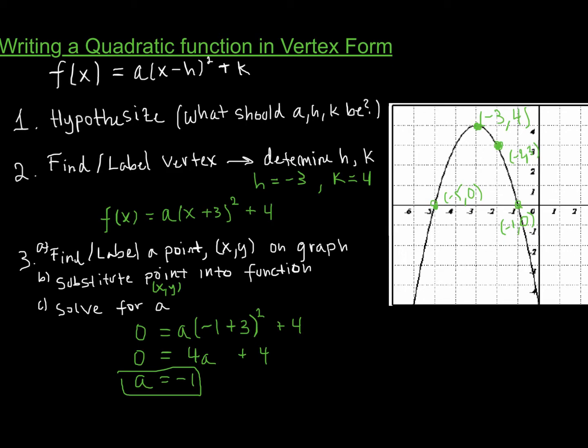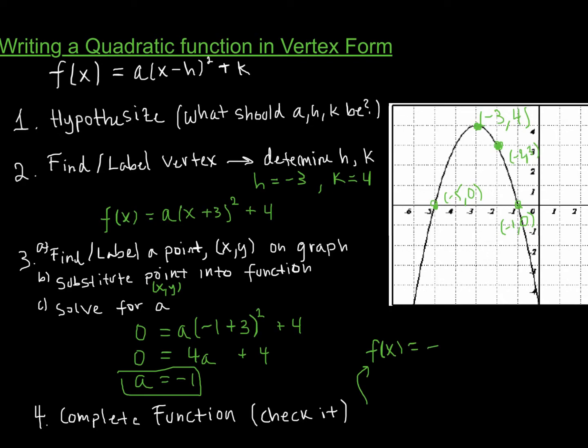So my a value is -1, and at this point I have completely discovered all of the parameters, a, h, and k, that I need to clearly define my function, and so now I can write out my function. I'm going to do this over here so that I have a little bit of space. And so my function f of x is going to be equal to, a is -1, so I can just write a negative sign there to represent the -1, x plus 3 squared plus 4.